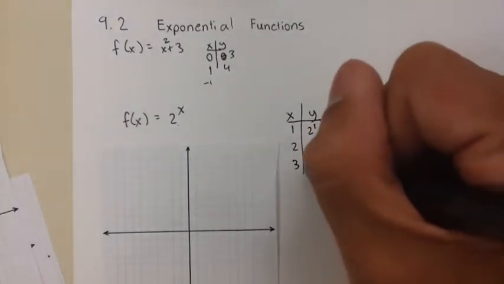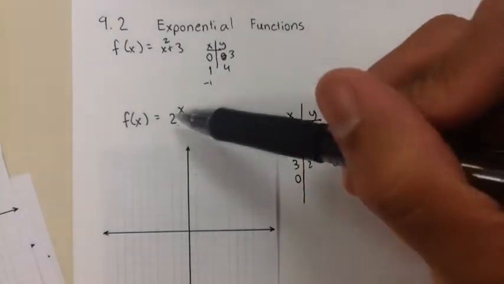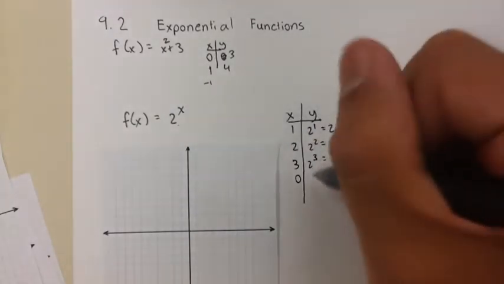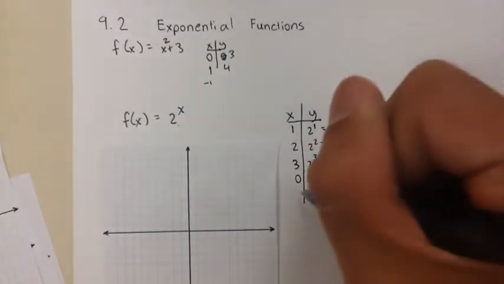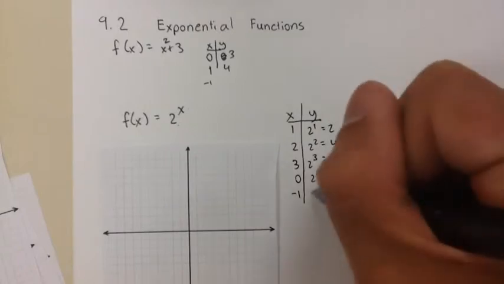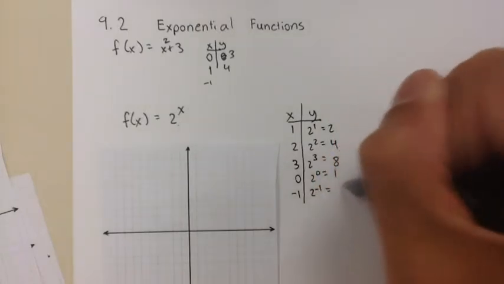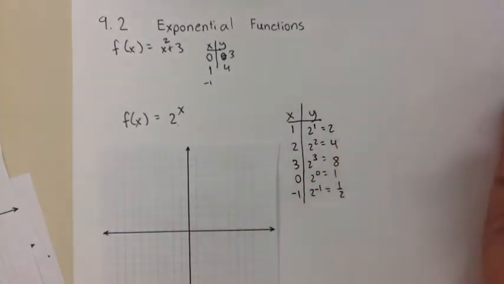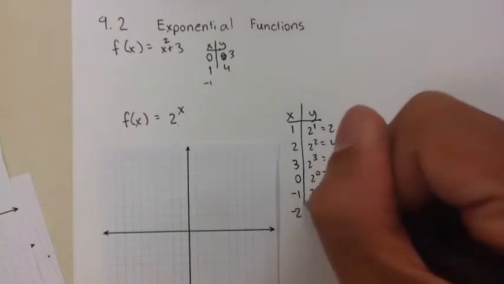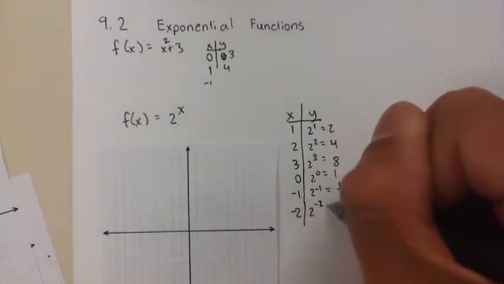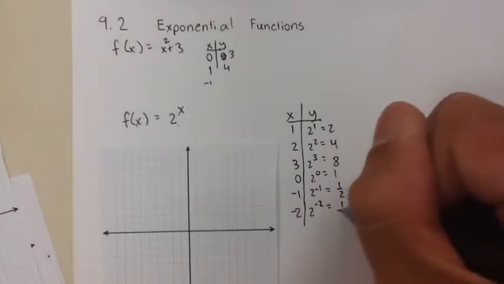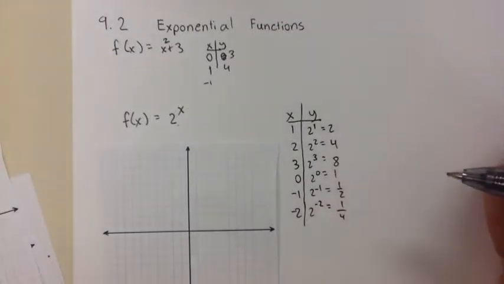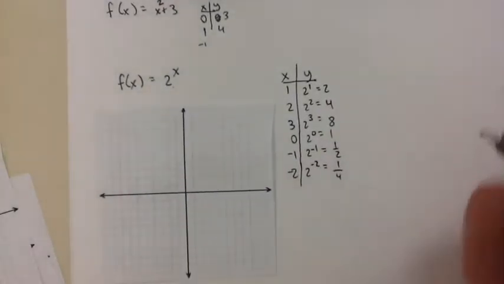And let's go the other way. What if x was 0? Remember that anything to a 0 power is 1, so 2 to the 0 is 1. If x is negative 1, that means 2 to the negative 1, or 1/2, because the negative tells you to flip this. This would be 2 to the negative 2. That would be 1 over 4. All right, so let's take a look at those numbers and graph them.